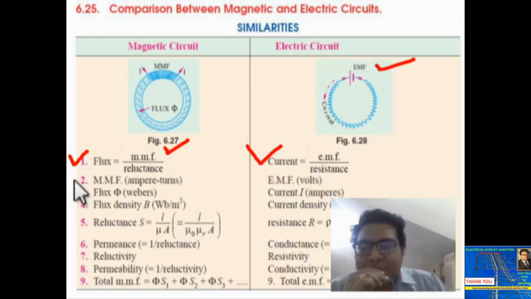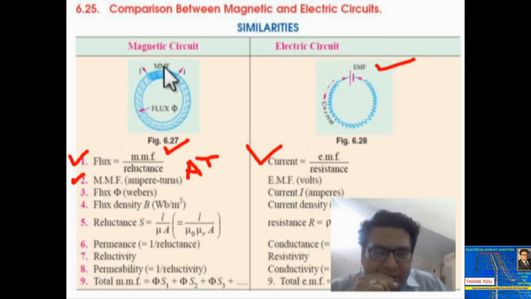And the second point is that MMF will be there. यहाँ पर जो magnetic circuit है उसका MMF होगा, एक force है. This is a driving force, the magnetomotive force, and the unit is ampere turn, AT. You always write ampere turn. So ampere for current circulated in the windings, and turn means how many number of turns of windings are there.